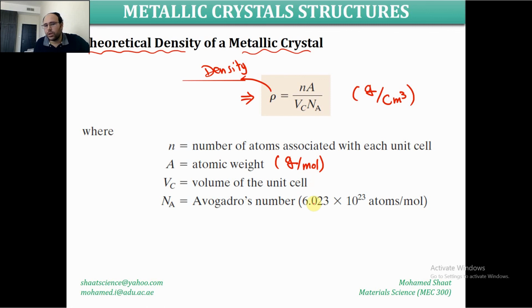The Avogadro's number is the number that is needed, as we discussed in chapter 2, to convert from grams to mole, and it relates to the number of atoms located in 1 mole of the material. So Avogadro's number is 6.023 times 10 to the power 23, and you have to remember this number. It means that 1 mole of the material contains 6.023 times 10 to the power 23 atoms per mole. It is a constant that is independent of the material. And then if we plug all of these data into this relation, you can calculate the density.